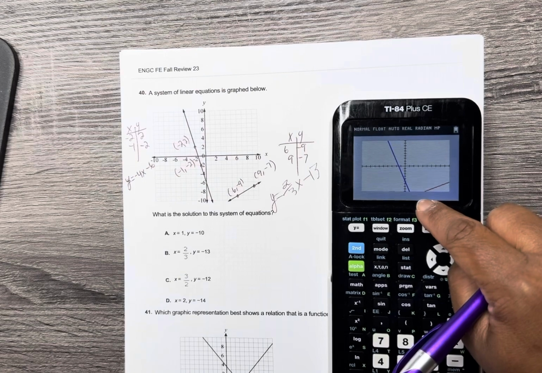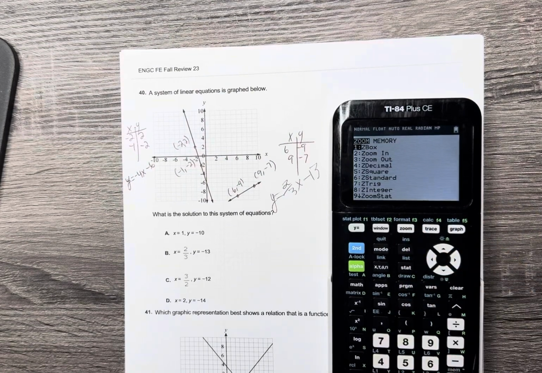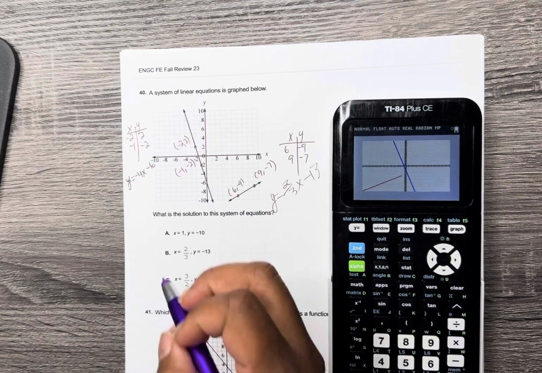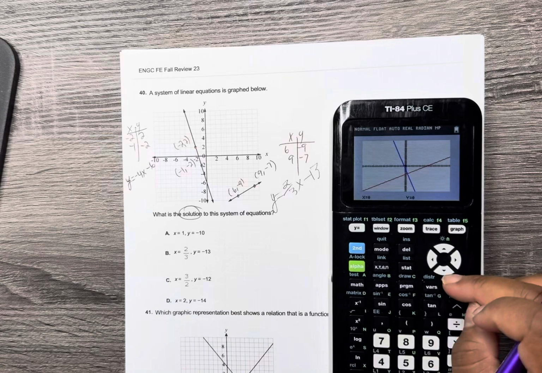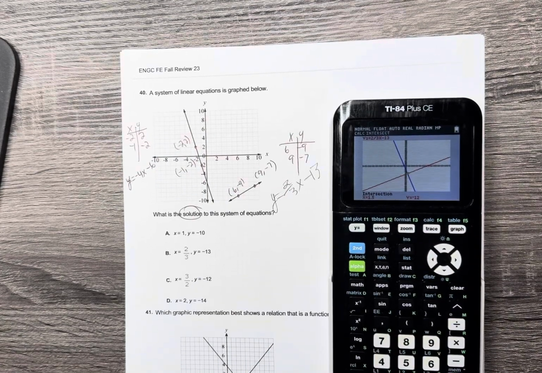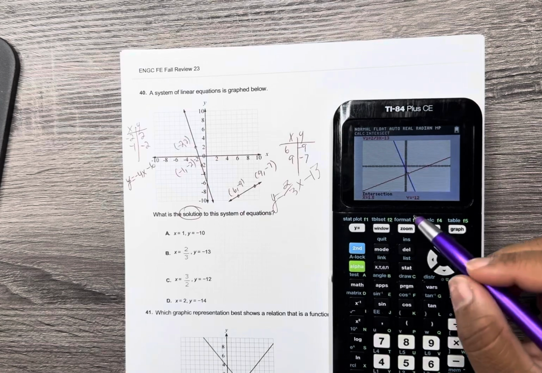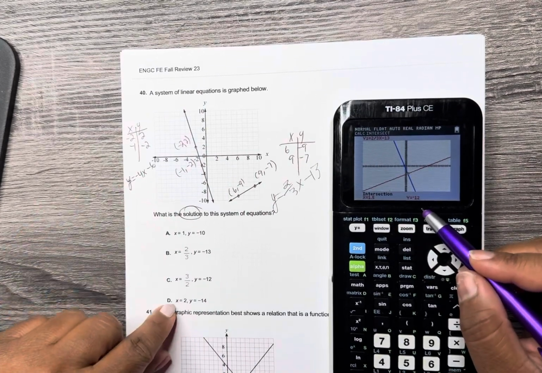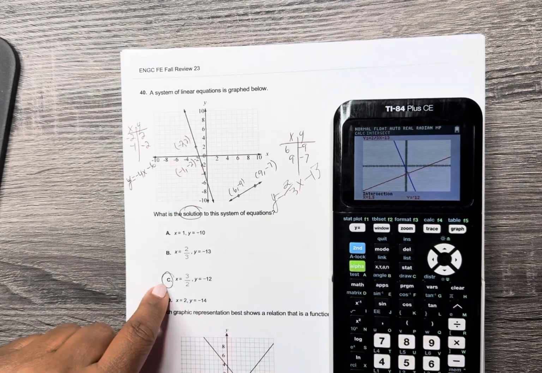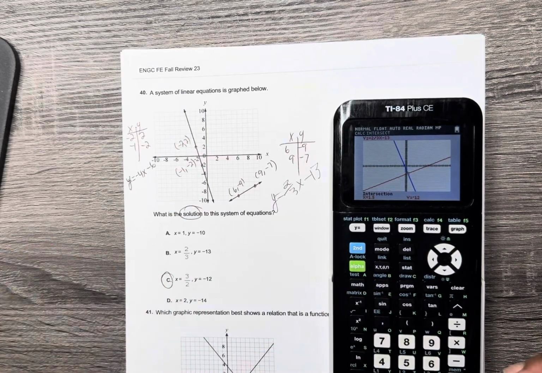Press graph. And we see it's happening down here, so we need to zoom out, enter. And if we press second, trace 5, enter, enter, enter, this is (1.5, -12), which is C. It's C.